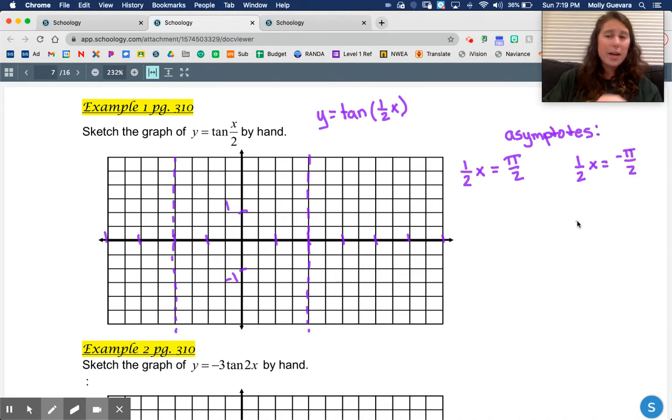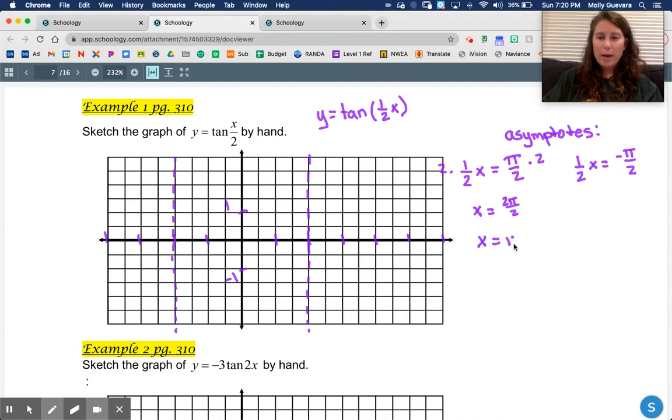On the previous page, the parent graph of tangent that we graphed had an asymptote at pi over 2 and negative pi over 2. And I'm going to solve for x. So I'm going to multiply by 2, multiply by 2. These cancel, and I get 1x, or just x, equals 2 pi over 2. So x is equal to pi. So that tells me right here that I can label this asymptote pi.